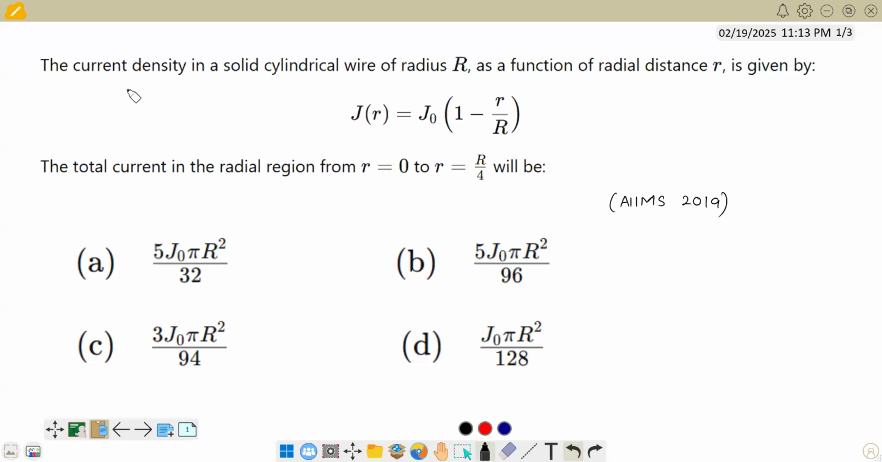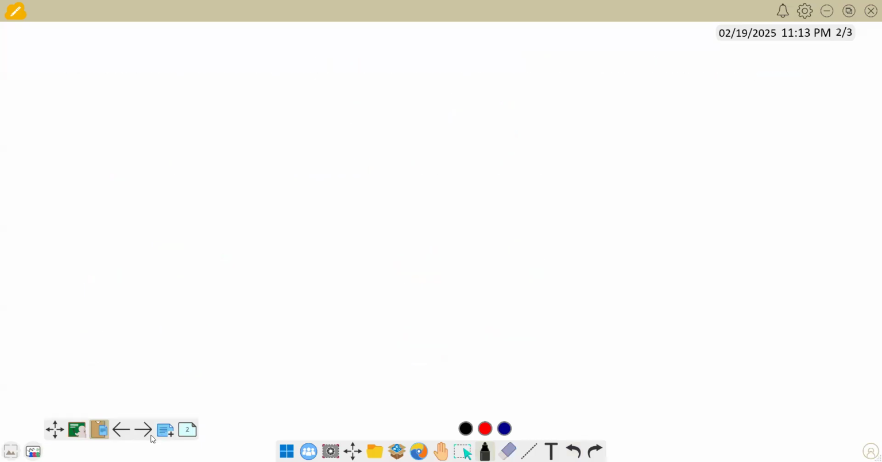Hello student, the question says the current density in a solid cylindrical wire of radius R, as a function of radial distance r, is given by J(r) = J naught (1 minus r by R). The total current in the radial region from r equals 0 to r equals R by 4 is. So basically, we have a cylindrical wire.